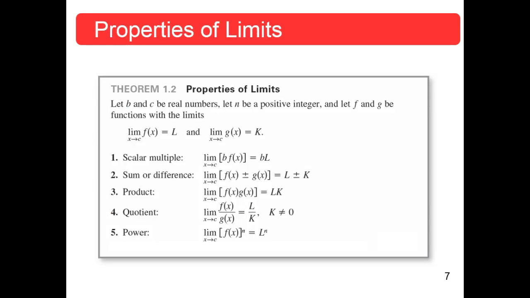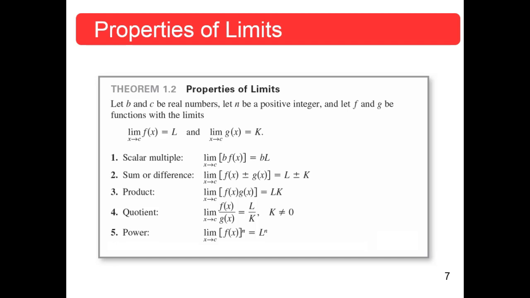All right. So that gives us our basics. Now let's go to some other properties. Let b and c be any real numbers. Okay? Numbers, any constant, real numbers. n be any positive integer. So these can be fractions, decimals, rational, irrational, it doesn't matter. n, though, positive integers. f and g be functions with these limits.